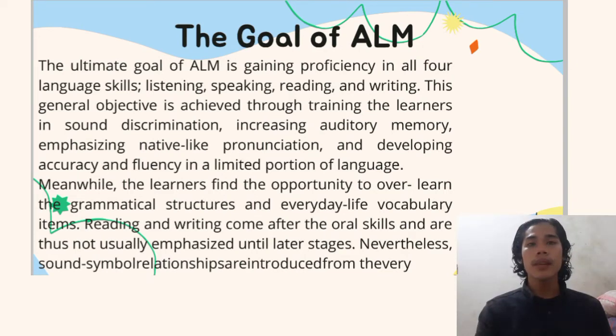Okay, the next is the goal of ALM. The ultimate goal of ALM is gaining proficiency in all four language skills: listening, speaking, reading, and writing. This general objective is achieved through training the learners in sound discrimination, increasing auditory memory, improving native-like pronunciation, and developing accuracy and fluency in a limited portion of language.